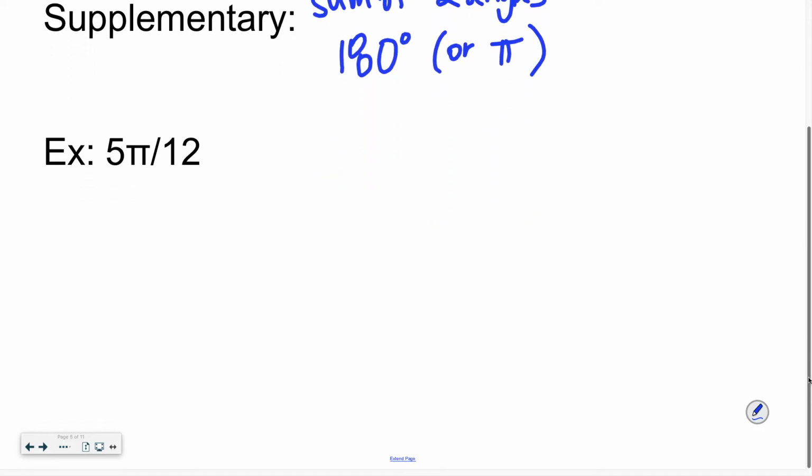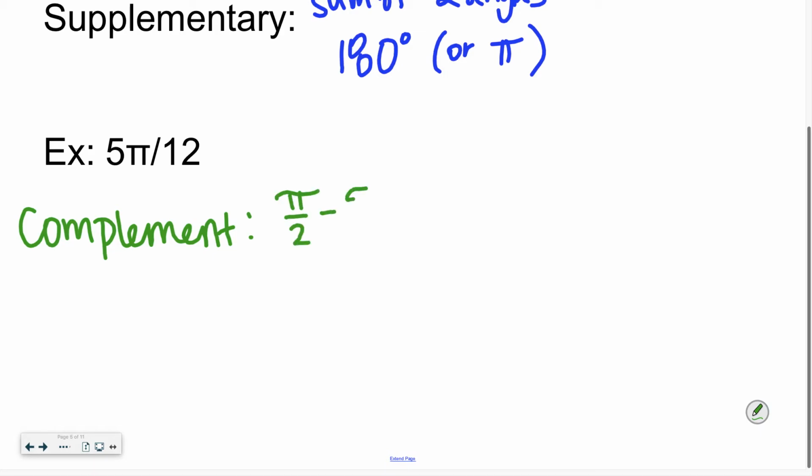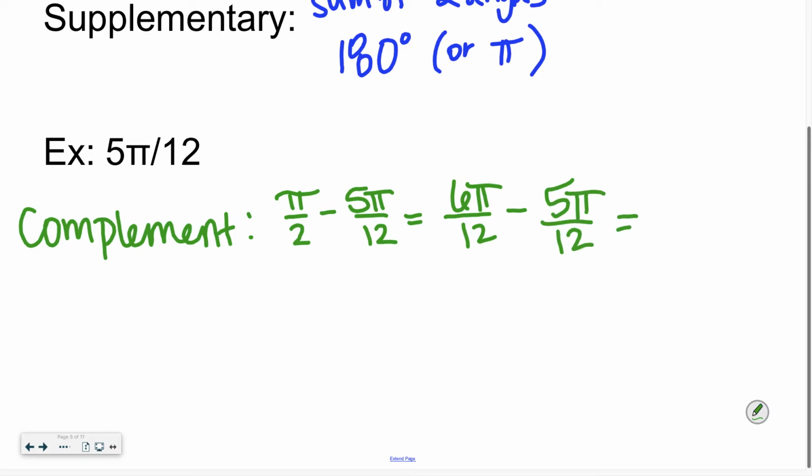All right, so if we have 5 pi over 12 and I want the complement, then I want to know what angle adds to 5 pi over 12 to get pi over 2. So to find the complement, we need to take our pi over 2 and subtract 5 pi over 12. Okay, we are working with fractions. It may be helpful to have common denominators. So if I create a common denominator, this would be 6 pi over 12 minus 5 pi over 12. So our complement would be pi over 12.